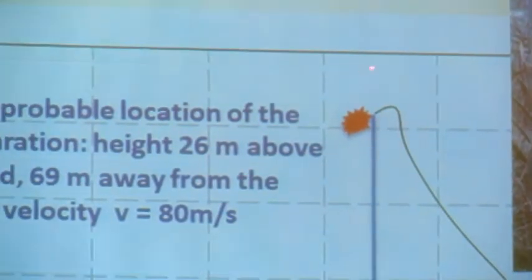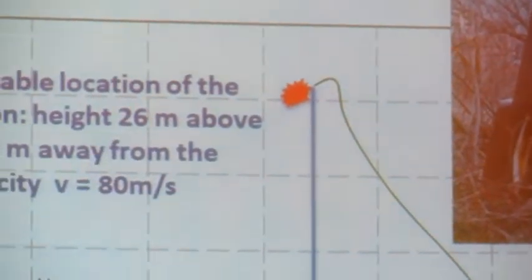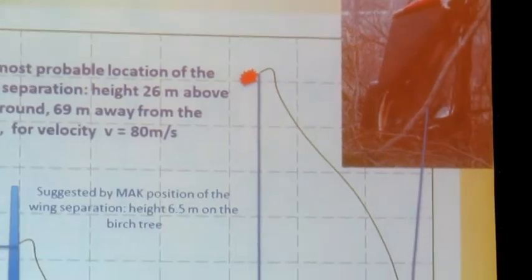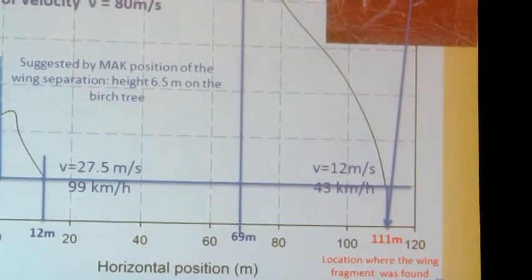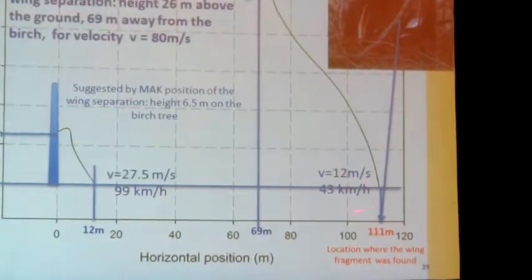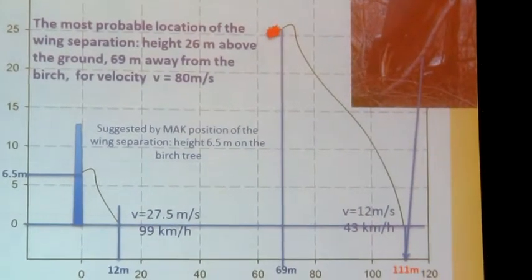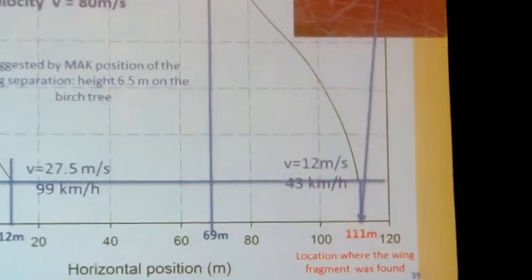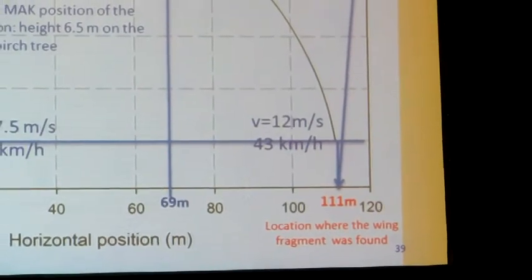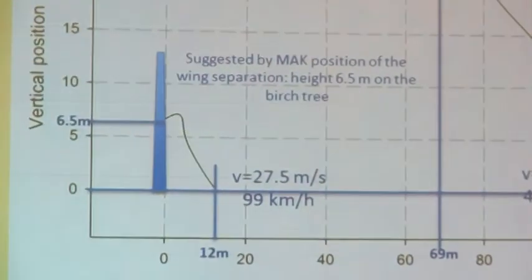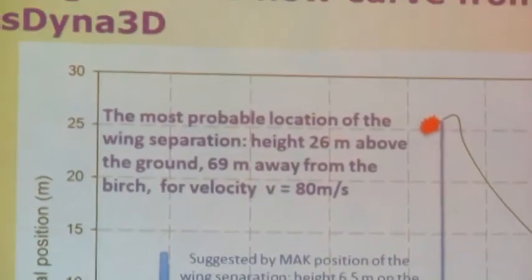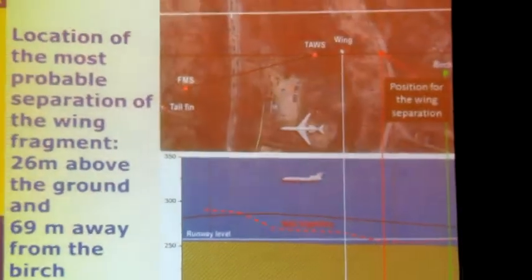Now, at the same time, if it was separated at this location, which is at 26 meters and about 70 meters away from the birch, based on this prediction, it will hit the trees at a velocity of about 40 kilometers per hour. And this is 600 kilograms mass of aluminum. So if it hits a bunch of trees at about 40 kilometers per hour, they will break, and it is consistent. It looks, at least in my eyes, consistent with that velocity, not 100 kilometers per hour.